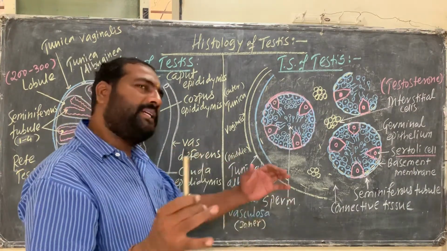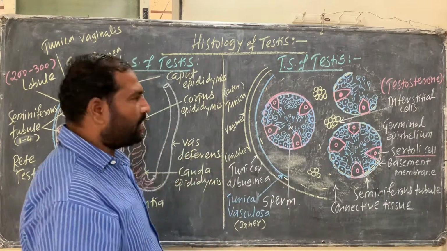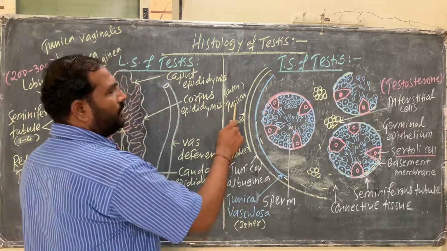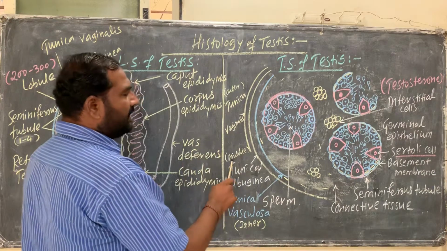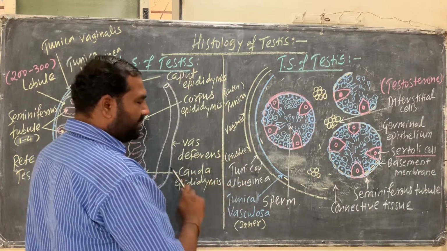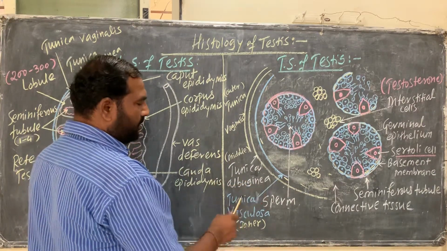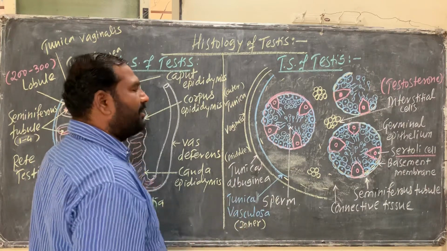ते आवरण आहे टेस्टीच्या वरती, त्याला तीन कोट आहेत. सगळ्यात बाहेरचा outer tunica vaginalis, then middle one tunica albuginea, and lastly innermost one is the tunica vasculosa.